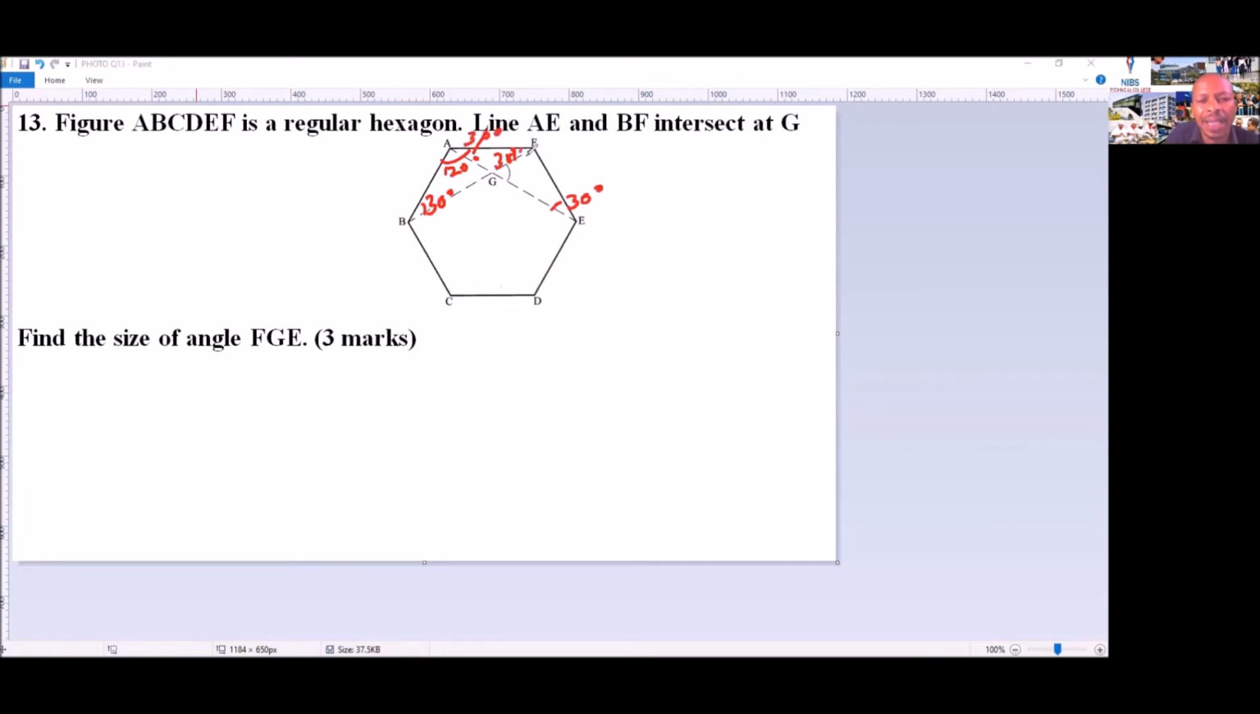If this angle here is 30, then because they add up to 120, it means that angle is 90 degrees, implying that this angle is 60 degrees, so that when you add 30 plus 90, that is 120, plus 60, that gives you 180, implying that angle FGE is equals to 60 degrees. So that is how you work out that question, and you get yourself 3 marks.